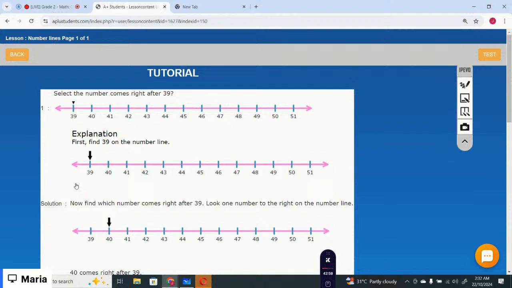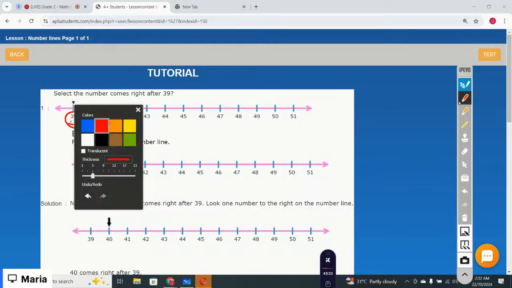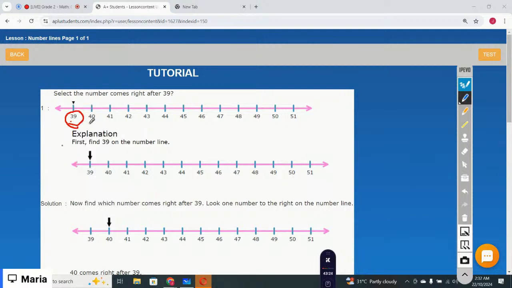Select the number that comes right after 39. So look at the number line. You need to find which is the next number to 39. So here is the number line, right? Number line means representing the numbers on the line like this. So next to 39, first you need to find 39 on the number line. Here is 39. So the next number after 39 on the number line is 40. So the correct option is 40.